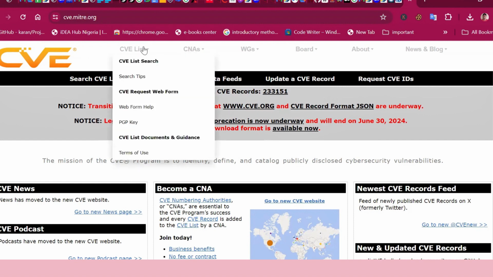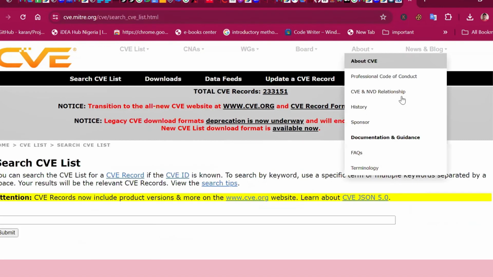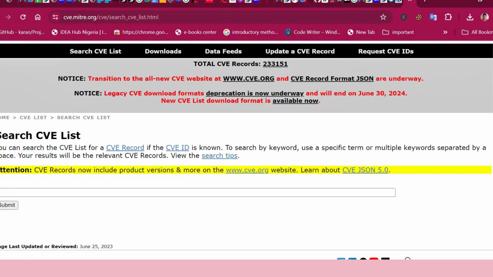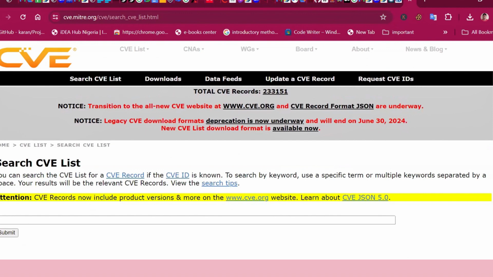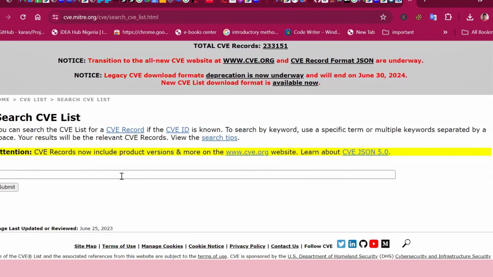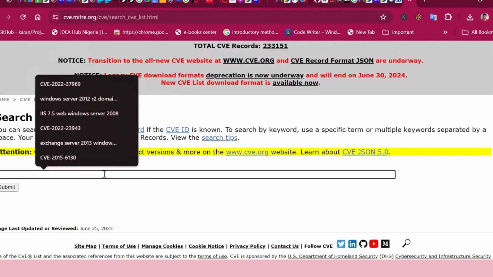So I think this platform has a list of different CVEs. We are told to click on search, and then we can search for any keyword here that will help us see if there's any vulnerability in the organization.